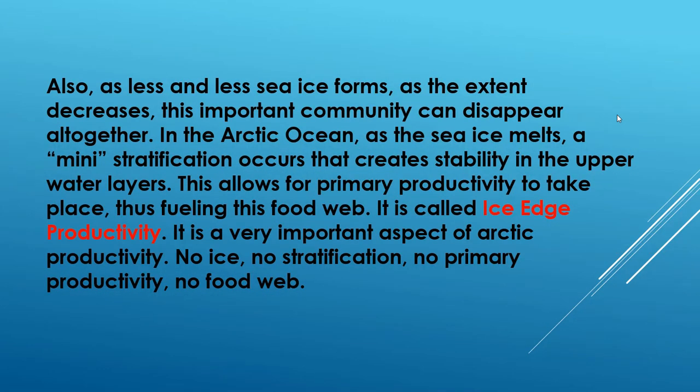So, to kind of drive home this point, as less and less sea ice forms and the extent decreases, this important community can disappear altogether. In the Arctic Ocean, as the sea ice melts, a mini stratification occurs that creates stability in the upper water layers. This allows for primary productivity to take place, fueling this food web. This is called ice edge productivity. It is a very important aspect of Arctic productivity. No ice, no stratification, no primary productivity, no food web.